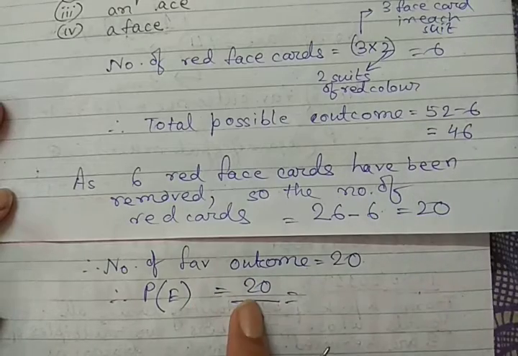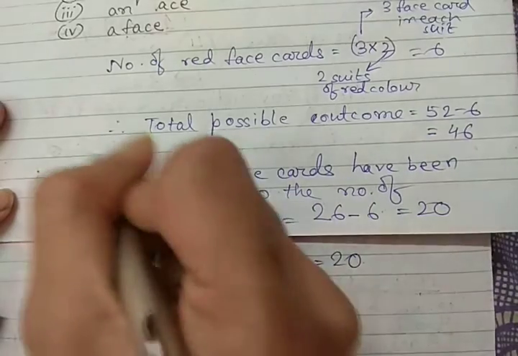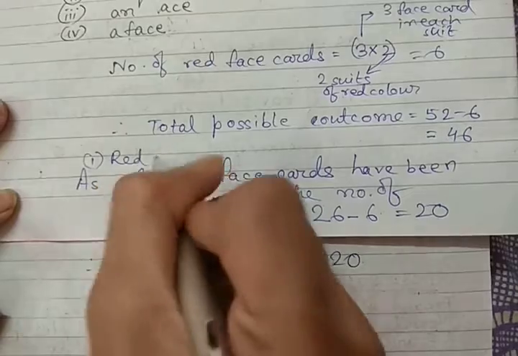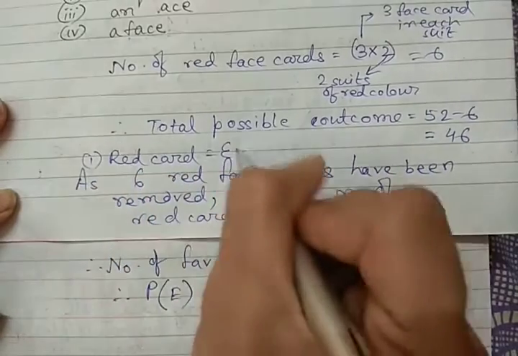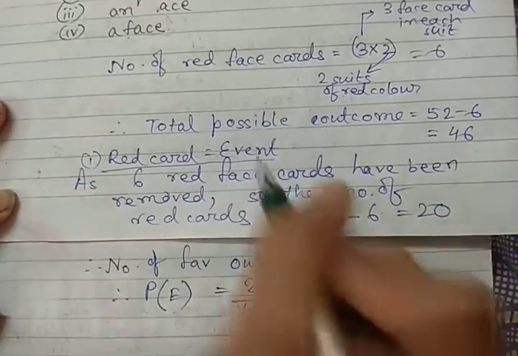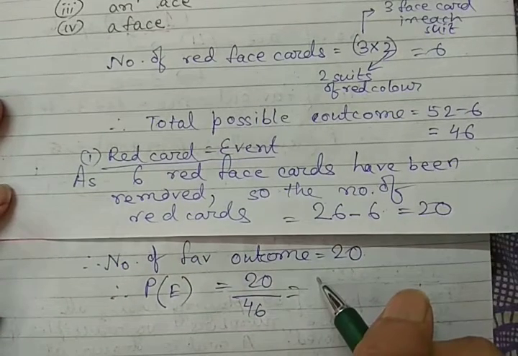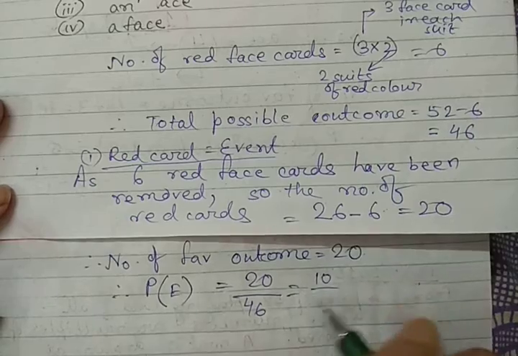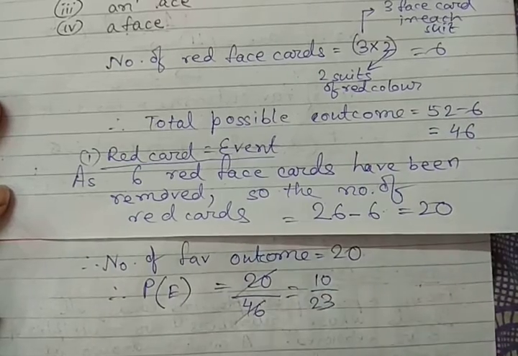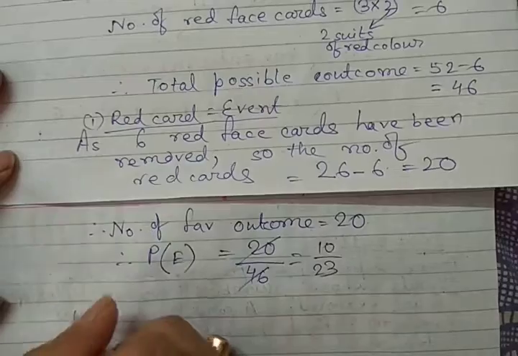So the probability of the event of getting what? The event is getting a red card. This is the event. Always write the event first so that we can easily place P(E). So now let us cancel. This is coming to 10 by 23. 2 10s are 20, 2 23s are 46. Clear? So let us proceed to the second subpart.